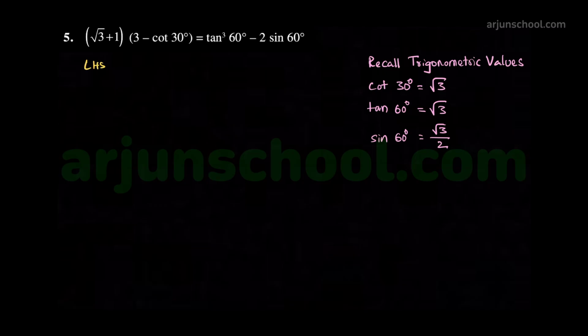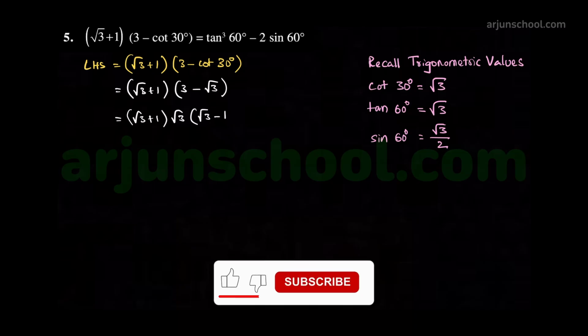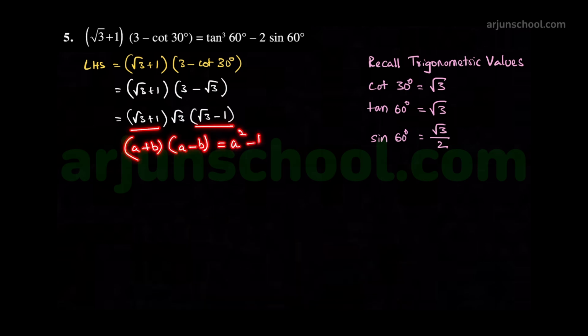Now let us take the LHS, which is (root 3 plus 1)(3 minus cot 30 degrees). Cot 30 degrees is root 3. So root 3 plus 1 into, let us take root 3 as common from the second term. The first term and last term are of the form (a plus b) into (a minus b), which we can write as a square minus b square, where a is root 3 and b is 1.